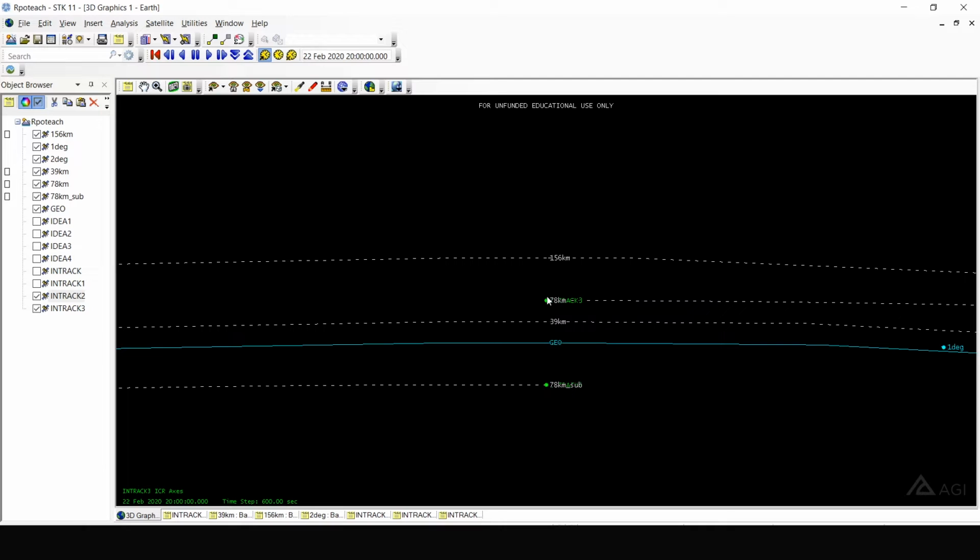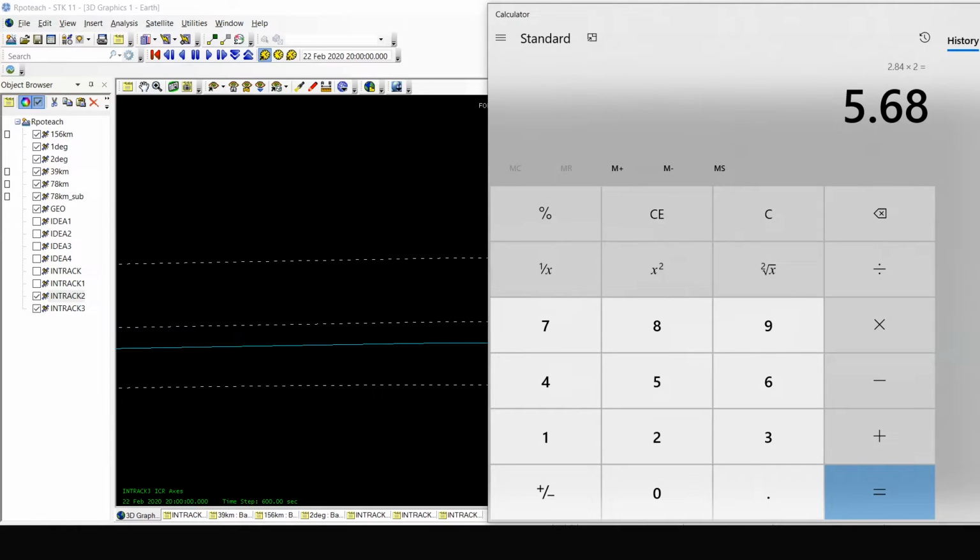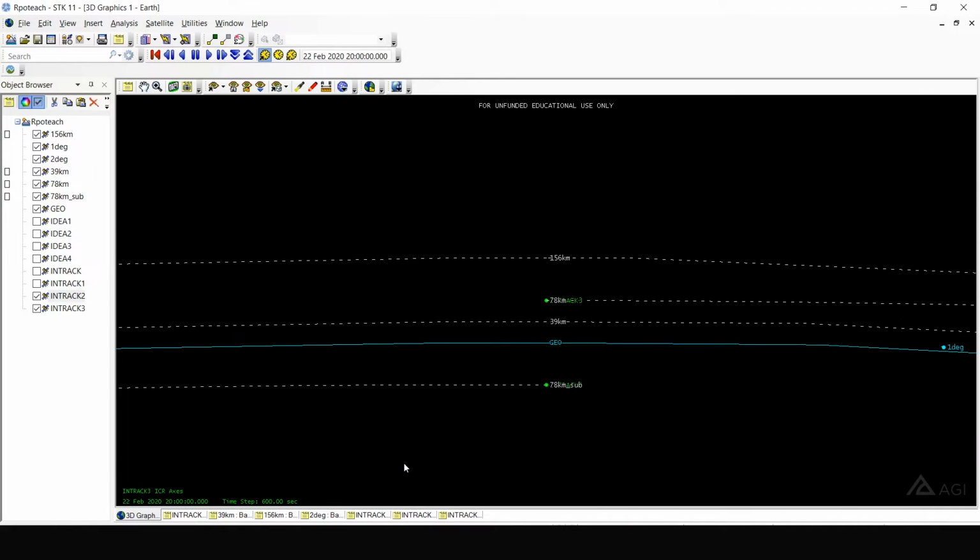Well, you should be able to see that this semi-major axis is GEO plus 78. This semi-major axis is GEO minus 78. So the relative distance between these two altitudes is 156 kilometers. If I want to lower my semi-major axis by 156 kilometers, all I have to do is a 2.84 meters per second burn times 2, which is 5.68 meters per second, negative in-track.